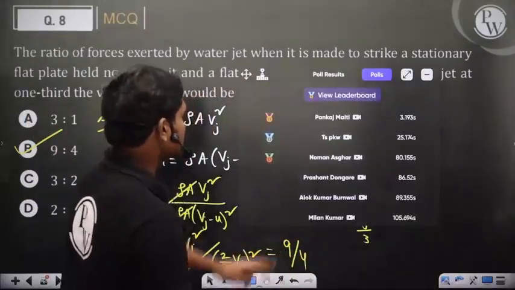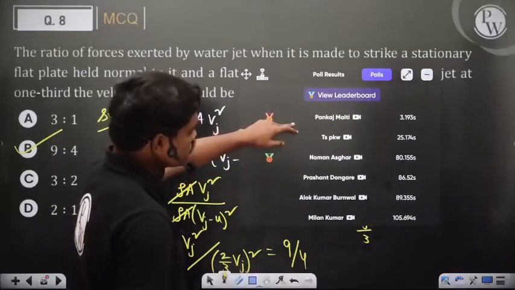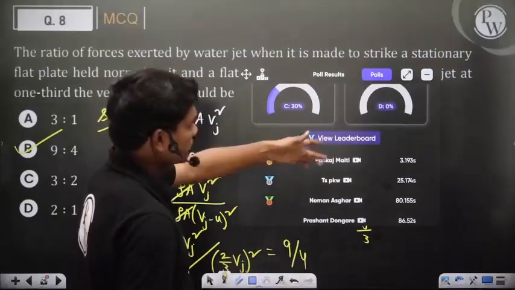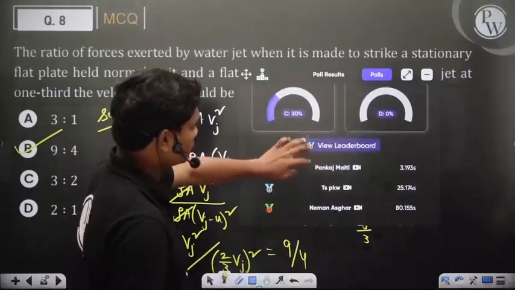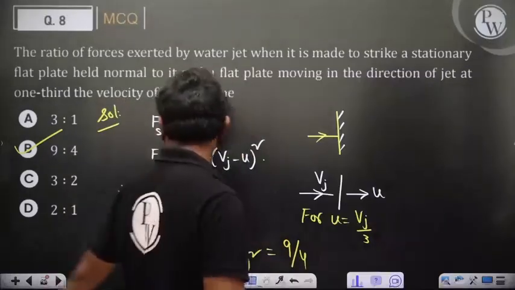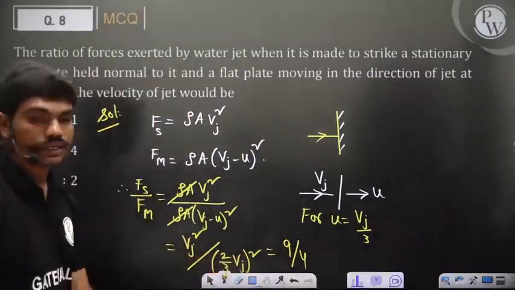Good, 60% of you have answered correctly. Nice. Pankaj knows it in 3 seconds. Good. Okay, fine. So this is 9/4. You forgot the square. People who answered 3/2.